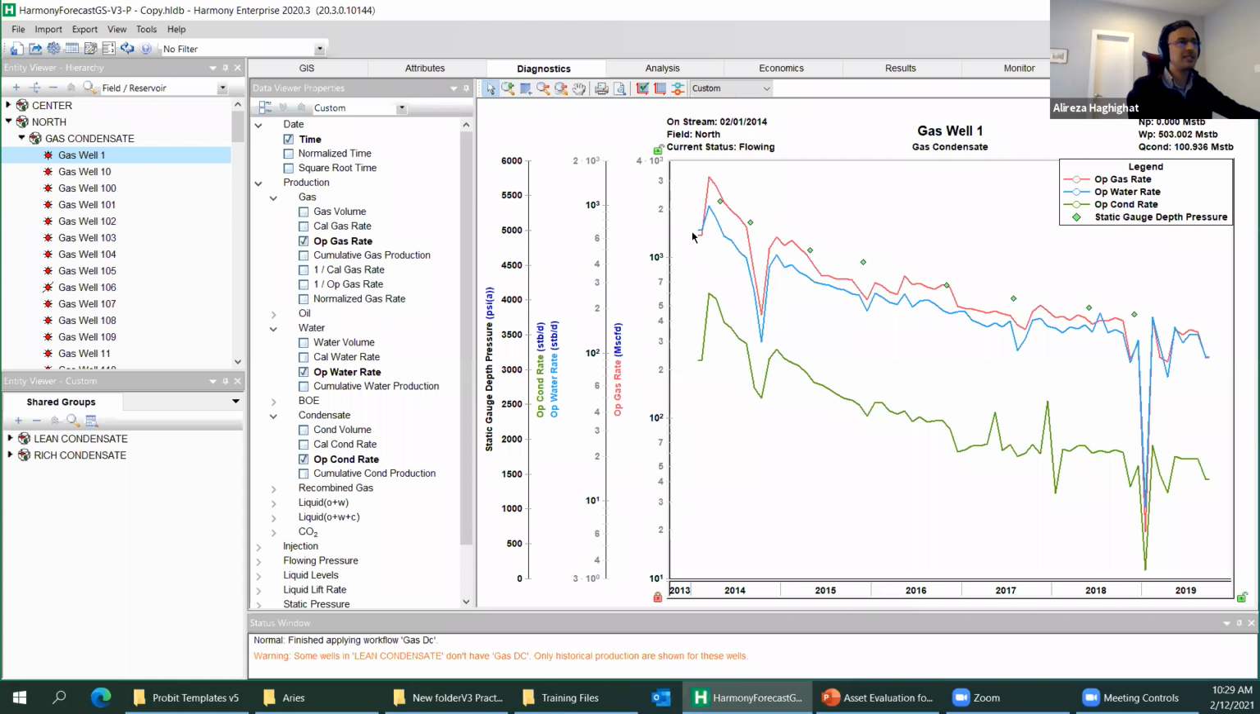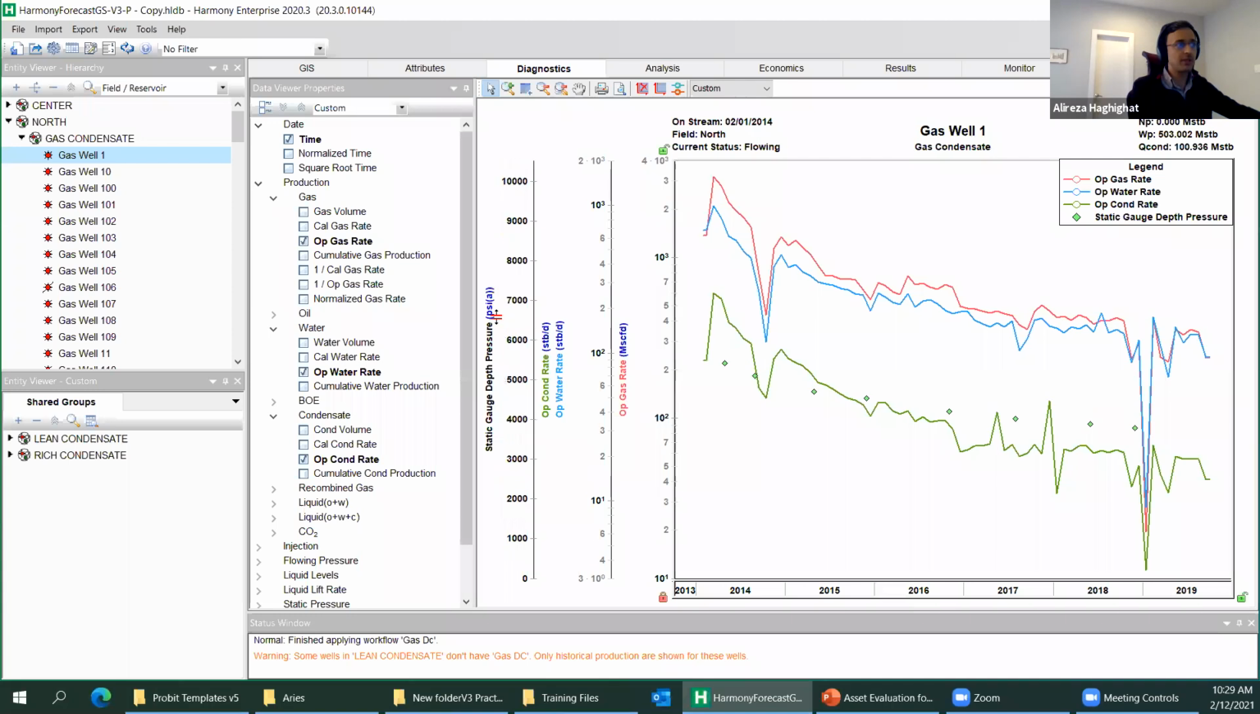What you can see here in red is the gas rate. In blue, you can see the water rate. In green, you are seeing condensate production. And for this specific well, we recorded some average reservoir pressure over time. So these dots are your average reservoir pressures. They are for material balance that I will talk about later.